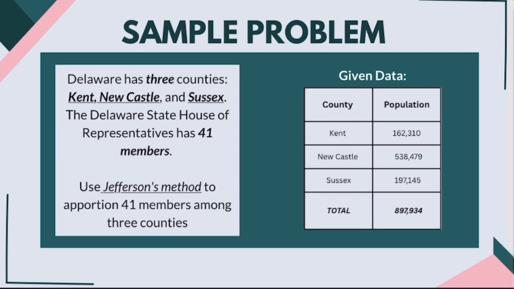Now on your right, you can see a table that has the given data. For the county, again, we have Kent, Newcastle, and Sussex. The populations are the given. For Kent, we have 162,310. For Newcastle, we have 538,479. For Sussex, we have 197,145. In total, for the whole population, we have 897,934.